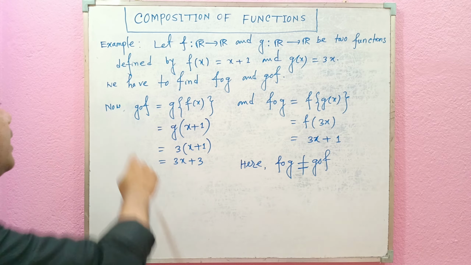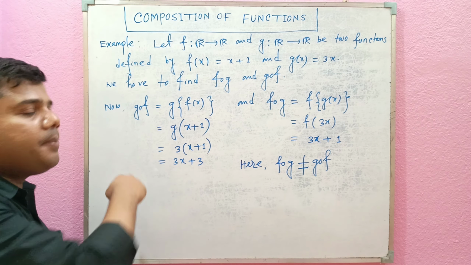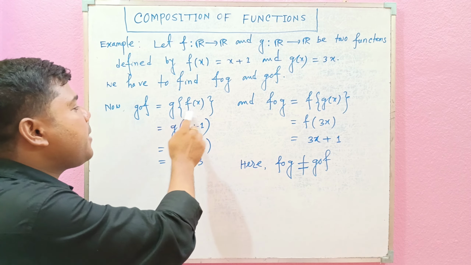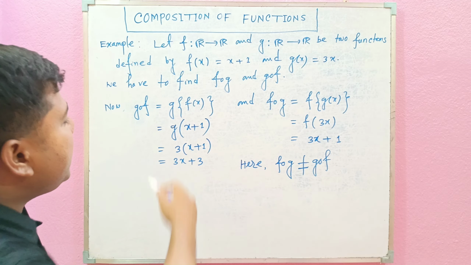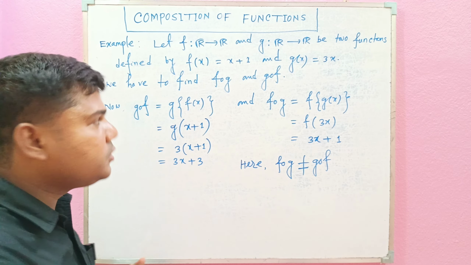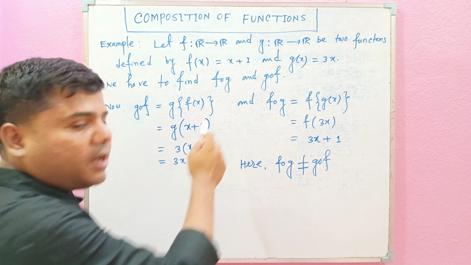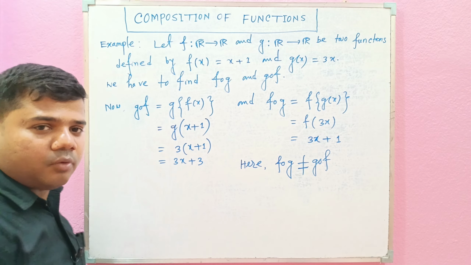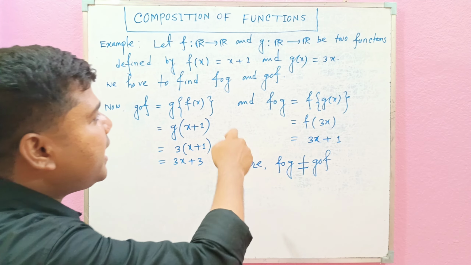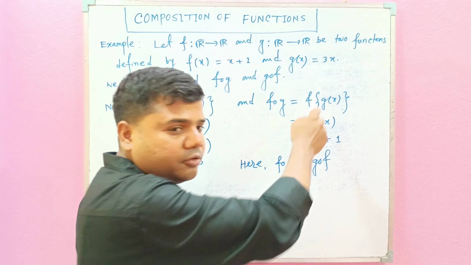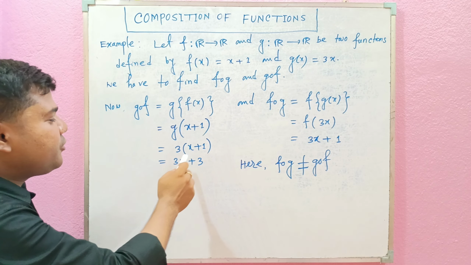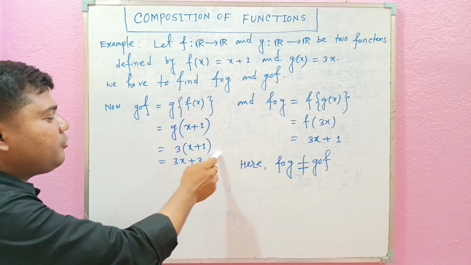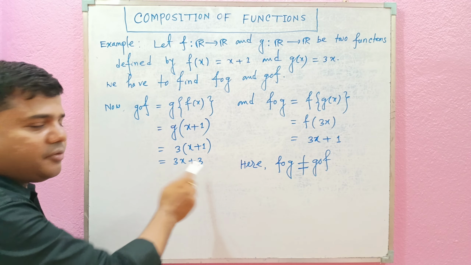Now g compose f becomes g of f of x. In the place of f of x, we put x plus 1. Then we get g of x plus 1. Here we see that g of x is equal to 3x. So this becomes 3 times (x plus 1), that is 3x plus 3.